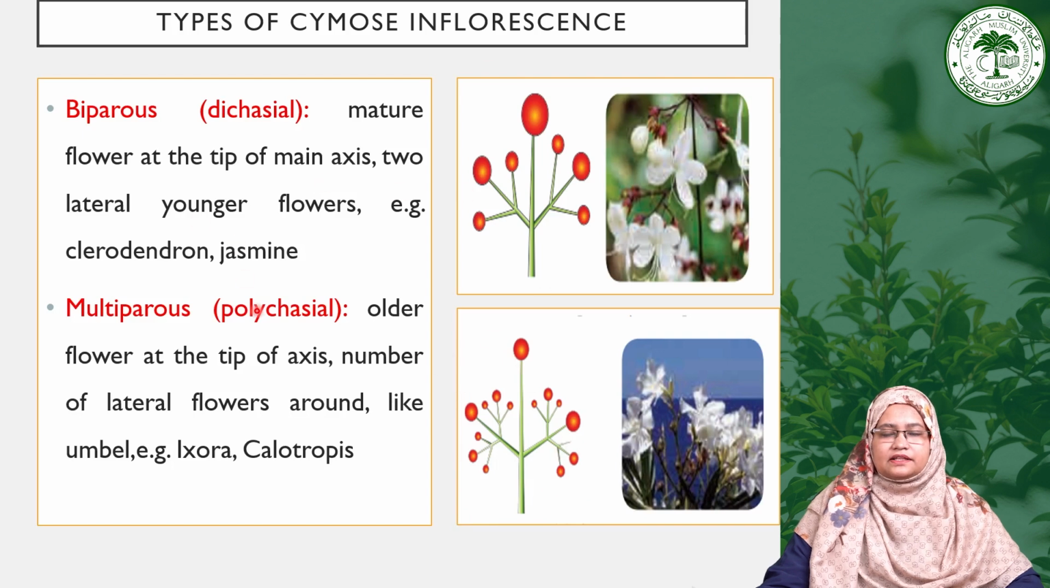So these are the types of cymose inflorescence: uniparous, biparous and multiparous, depending upon the number of lateral flowers which are produced. In uniparous, as we have seen, there is only one lateral flower. In biparous, there is production of two lateral branches. In the multiparous, more than two lateral branches are produced, or there are more than two lateral flowers. The examples of this are Calotropis or Ixora.